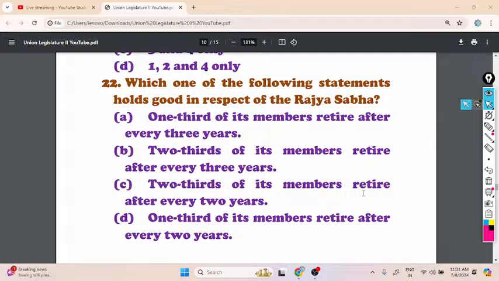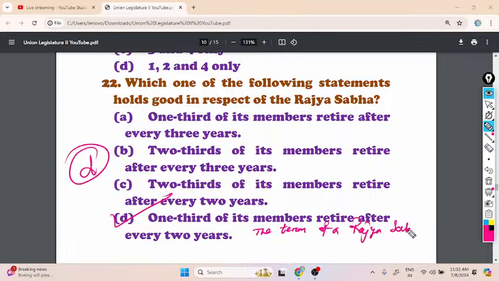Under Article 80, Rajya Sabha is a permanent chamber, which means it does not have a term. There is no simultaneous election to Rajya Sabha for all members. One-third of its members retire at the end of every 2 years. Therefore, a member has a 6-year term. That is provided under the Representation of the People Act 1951. Hence, the term of a Rajya Sabha member is 6 years. That is D. Okay, guys.